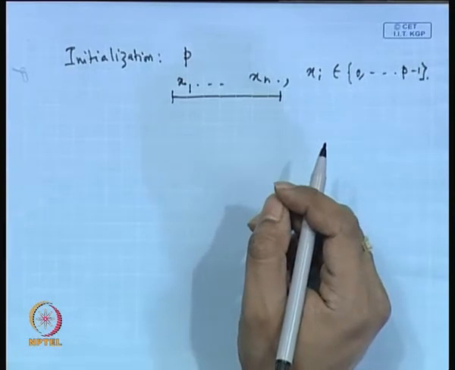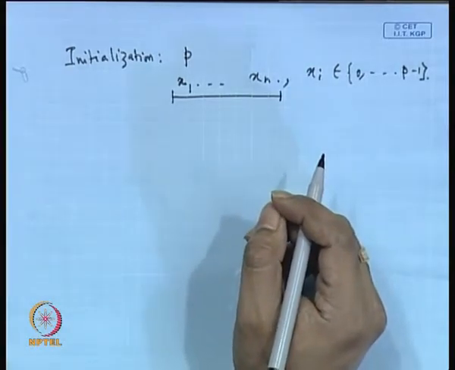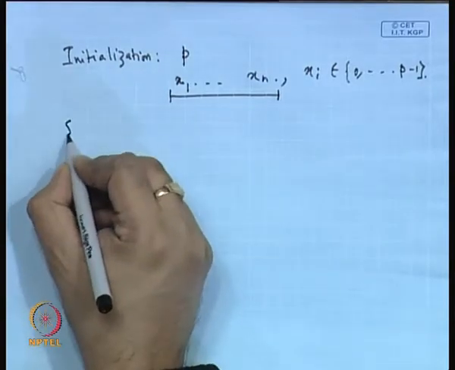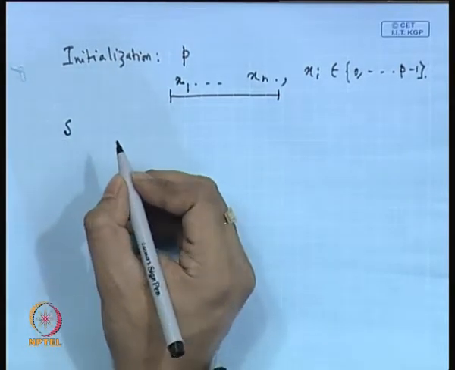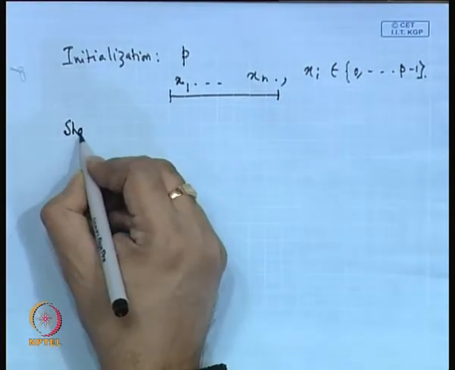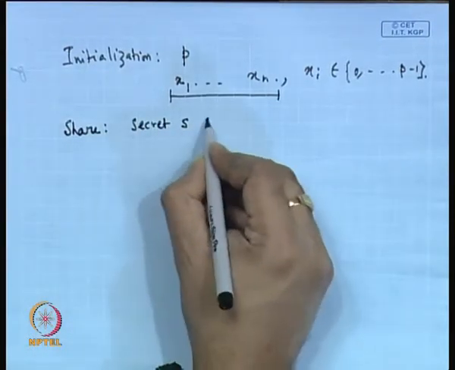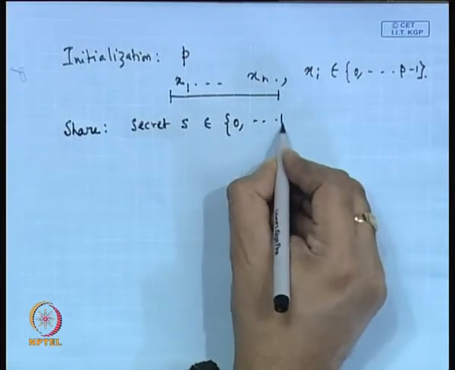So, now we have to prepare the shares. What is the share? How is the share prepared? Let there be a secret S which I want to share. In order to prepare the shares, suppose the secret is some value S which again lies between 0 and p minus 1.